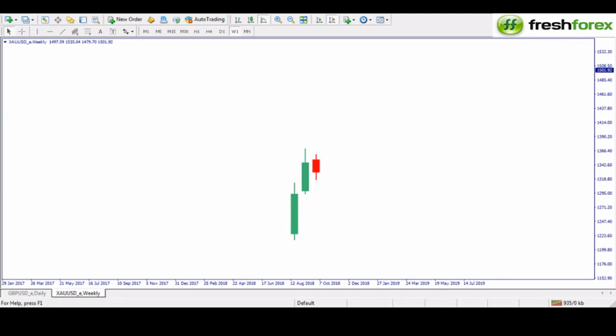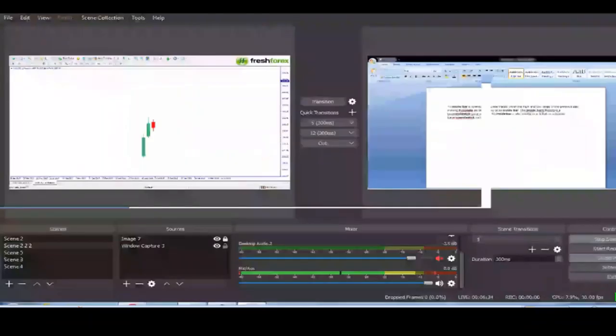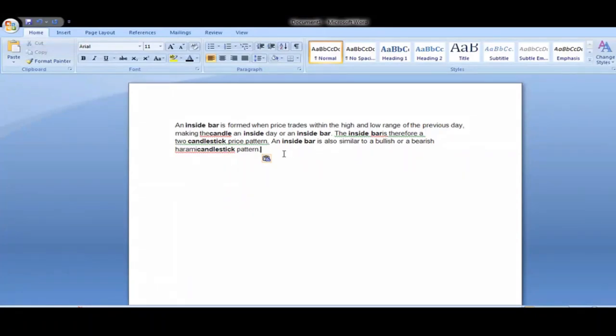So I'm very, very sorry. I forgot to actually mention something here. I didn't define it exactly. This is the definition from online. If you look at online, this is exactly what an inside bar is being defined as.